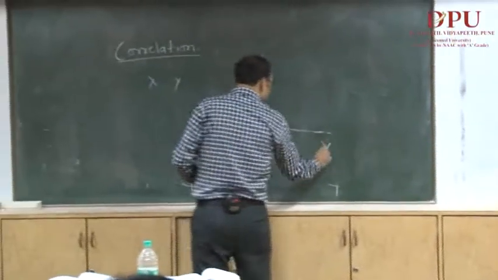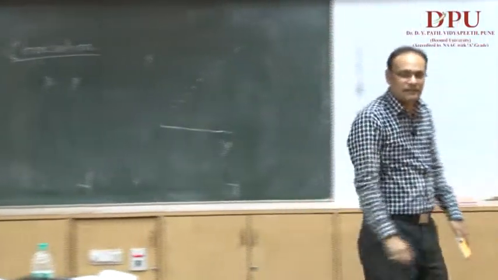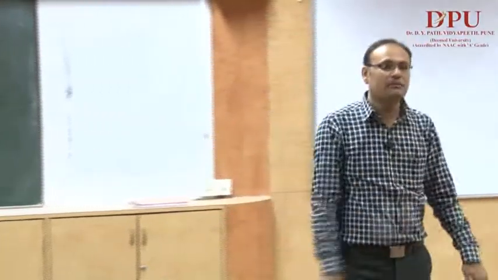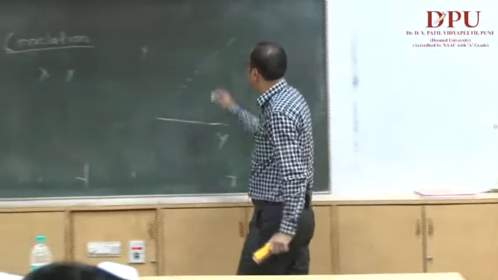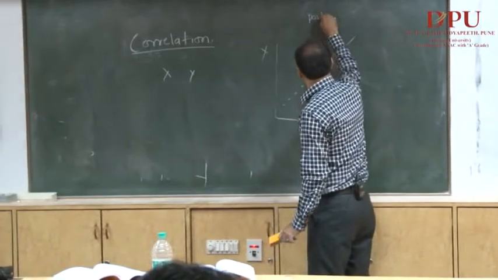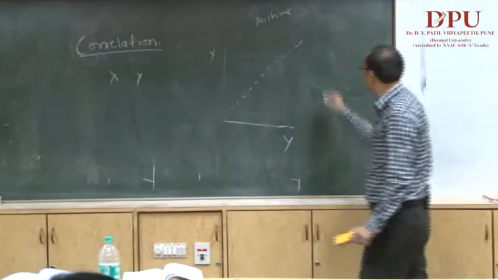If you have positive correlation, this is my x, this is my y, so the correlation will be like this, straightforward. If you draw the diagram or plot the graph between x and y and it goes like this, it is called a positive correlation. Understand? All right.